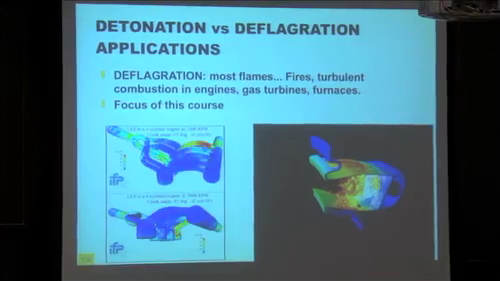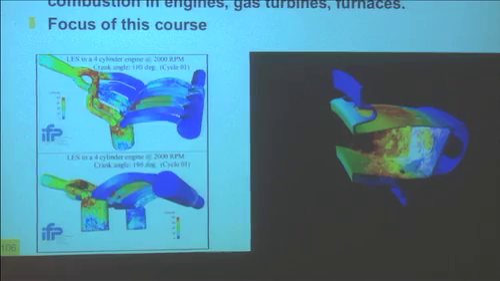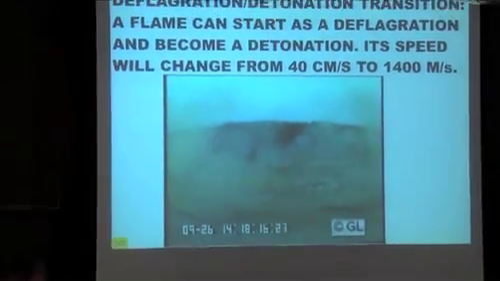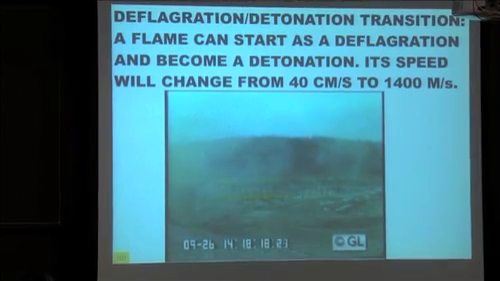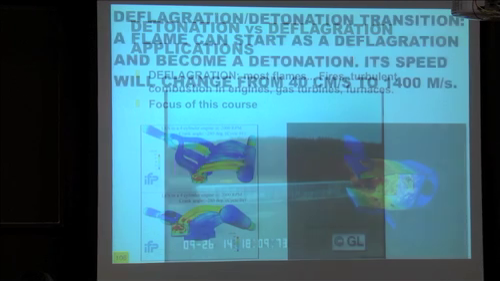Now, the trick about deflagration and detonation is that these two worlds, unfortunately, are connected. You cannot decide you're going to do only deflagration. In some cases, deflagration can become detonations. And that's an unpleasant situation like this one, which is a long tube, which you ignite at one end, and then this thing starts as a deflagration and ends up as a detonation.